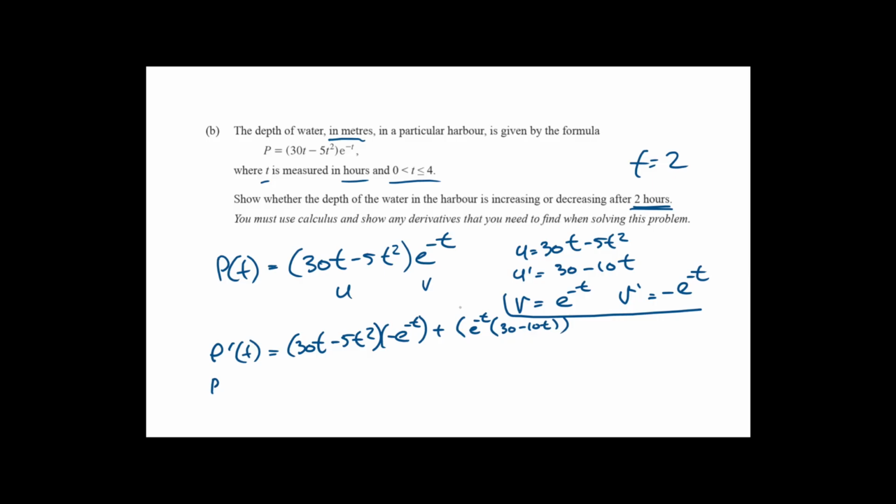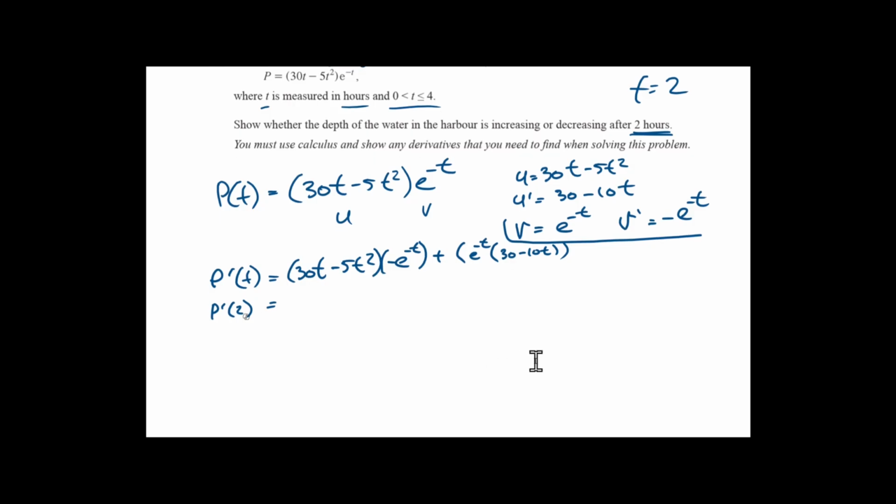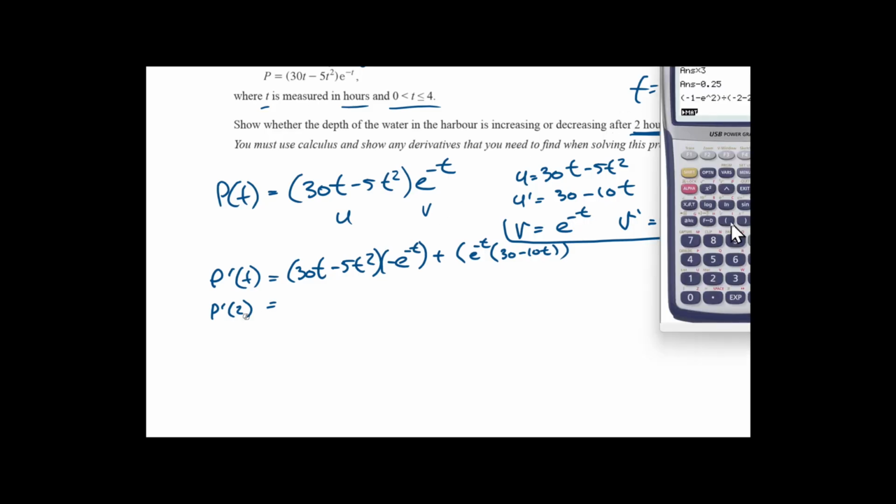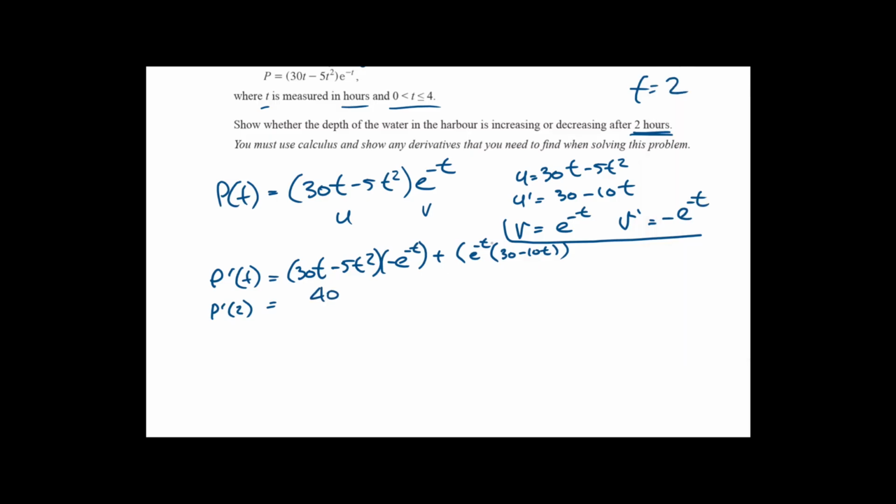Right, now let's find p prime of 2. I think we could probably simplify it a little bit, but let's not do that. Let's just go straight to the calculator. We can go straight to the answer. So let's do everything that's in brackets here. So 30 times 2 is 60 minus 5 times 2 squared. So 5 times 4 is 20, and 60 minus 20 is 40. Minus e to the power of negative 2.